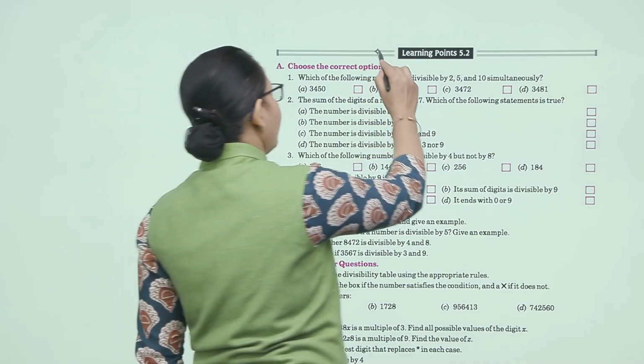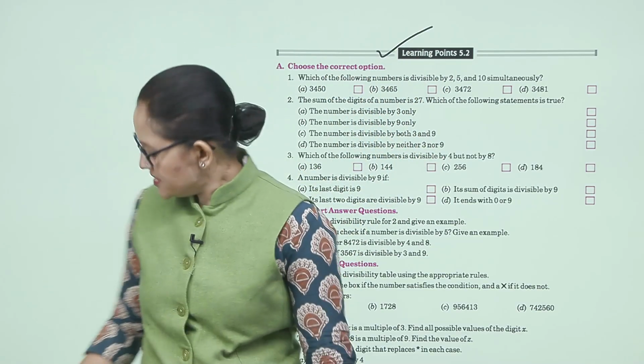Next is learning point 5.2. So, you have to practice all the questions given here.